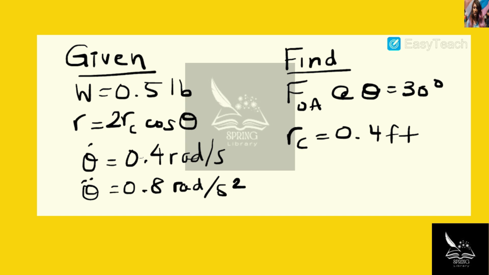Hi everyone, so what we have is a 0.5 pound ball that is going along a vertical circular path given by r equals 2 times rc cos theta. And we know that the rod, or the angular arm, has an angular velocity of 0.1 radians per second and that it's accelerating at 0.8 radians per second squared. What we're asked to solve for is the force of the arm on the ball when theta is equal to 30 degrees, assuming that rc is equal to 0.4 feet.